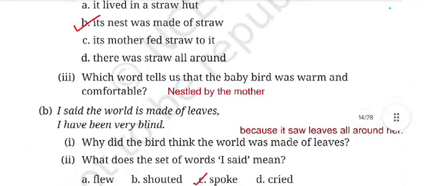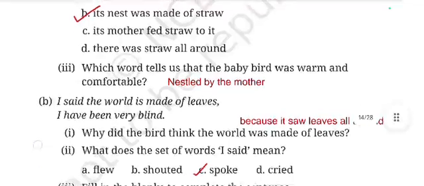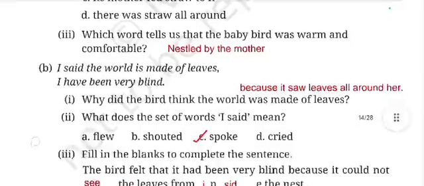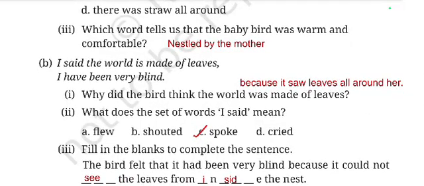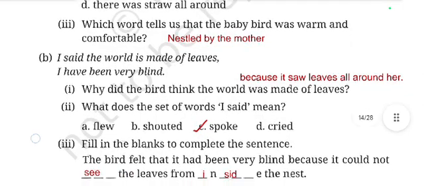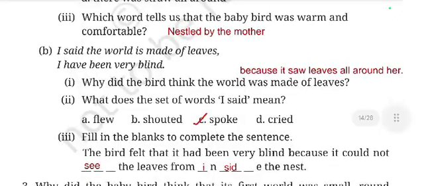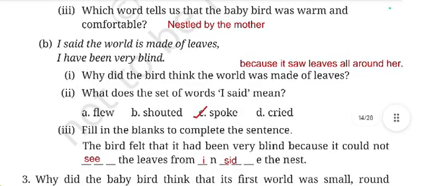Which word tells us that the baby bird was warm and comfortable, nestled by the mother? B. I thought the world was made of leaves. I have been very blind. A. Why did the bird think the world was made of leaves? Because it saw leaves all round her.